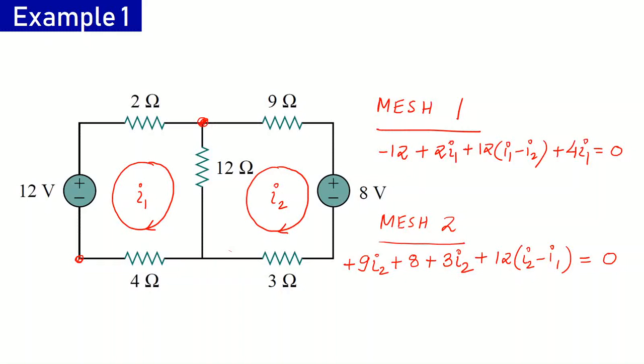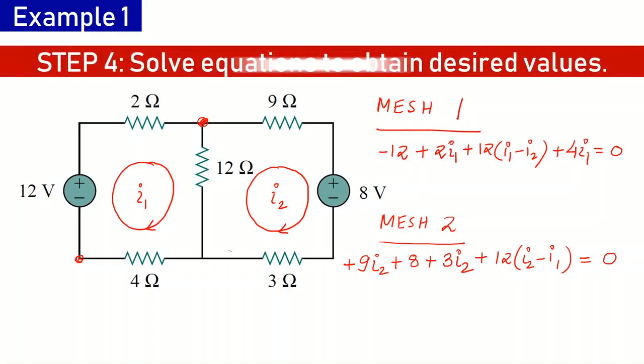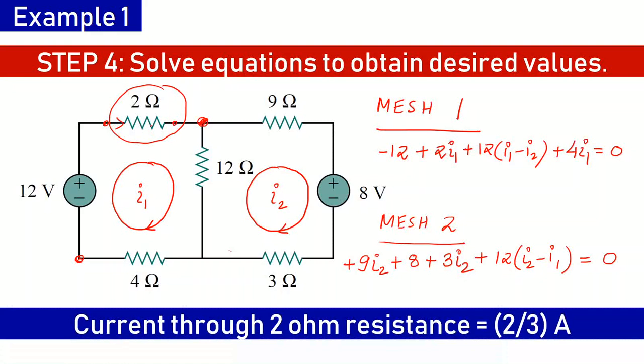So as the final step, we need to solve these equations to obtain the values of I1 and I2. And since we were required to calculate the current through this 2 ohm resistance, we see that the current through it is I1, and in terms of branch current, the current is from left to right direction. So if we solve these equations, we get I1 to be plus 2 by 3 amperes, which means that the current through 2 ohm resistance is from left to right and its magnitude is 2 by 3 amperes. So these are the 4 standard steps which will be followed in the upcoming examples also.